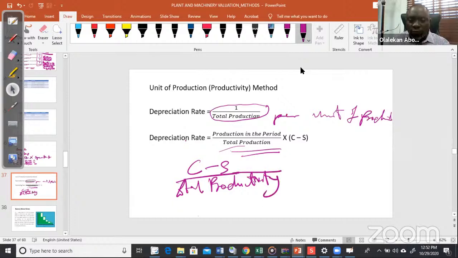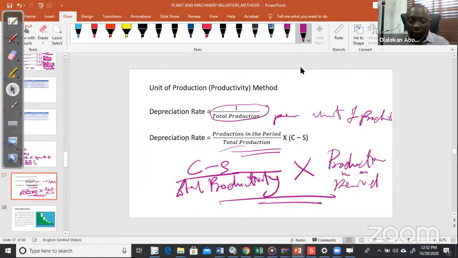Divided by total productivity. Multiply by number of units produced. That is production in a period. Multiply by number of units produced. Okay? This will give you your accumulated depreciation. This area will give you depreciation per unit.